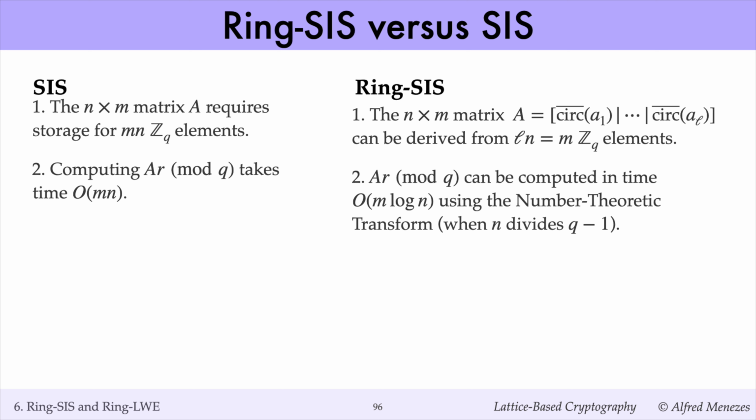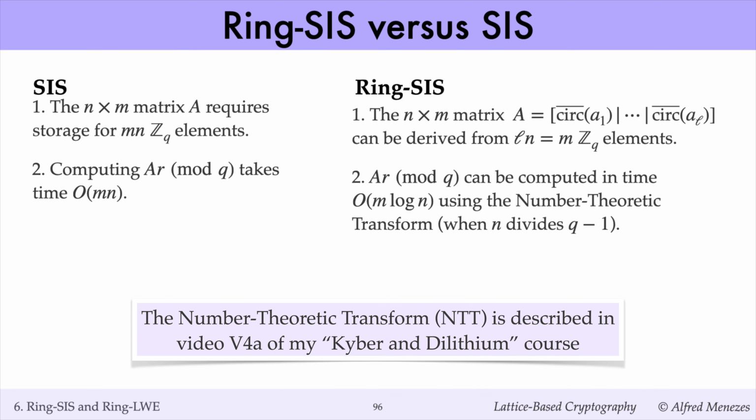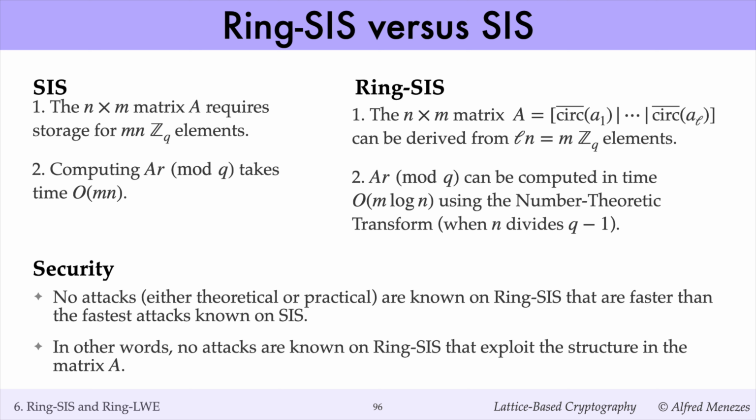In SIS, multiplying A by a vector R modulo Q has running time m times n Z_Q operations. Whereas in Ring-SIS, A times R modulo Q can be computed in time m times log n using the number theoretic transform. A drawback of Ring-SIS is that the matrix A is structured. However, no algorithms, either classical or quantum, are known for solving Ring-SIS that are any faster than the best algorithms known for solving SIS.